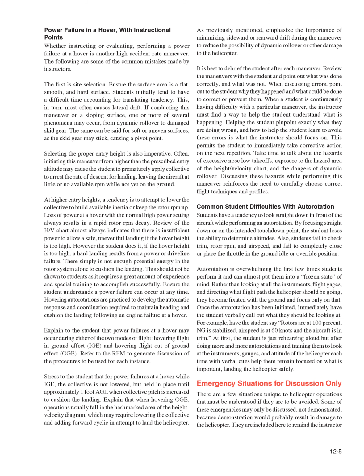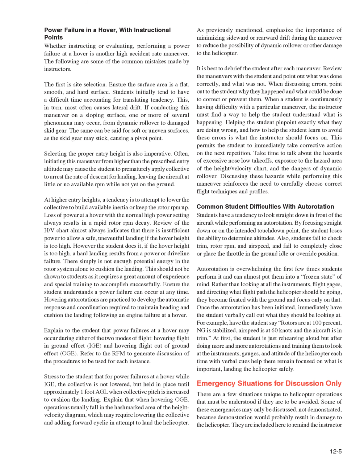Take time to talk about the hazards of excessive nose-low takeoffs, exposure to the hazard area of the height/velocity chart, and the dangers of dynamic rollover. Discussing these hazards while performing this maneuver reinforces the need to carefully choose correct flight techniques and profiles. Common student difficulties with autorotation: students have a tendency to look straight down in front of the aircraft while performing an autorotation. By focusing straight down or on the intended touchdown point, the student loses the ability to determine altitudes. Also, students fail to check trim, rotor RPM, and airspeed, and fail to completely close or place the throttle in the ground idle or override position.